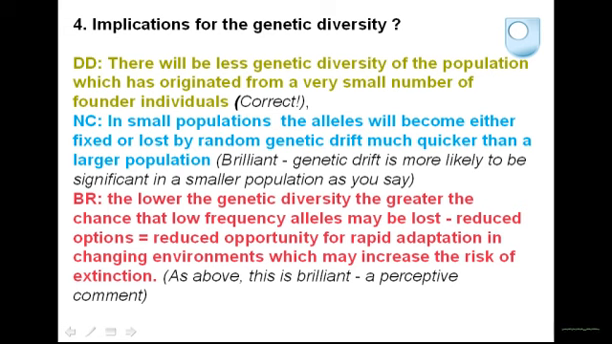The next question asks, what are the implications for the genetic diversity of populations which originate from a very small number of founder individuals? The answer is that as these populations will have such low genetic diversity, they are left potentially vulnerable. A population with low genetic diversity lacks the potential to adapt to change in a changing environment. The conclusions become clearer as more students enter their suggestions on the wiki.